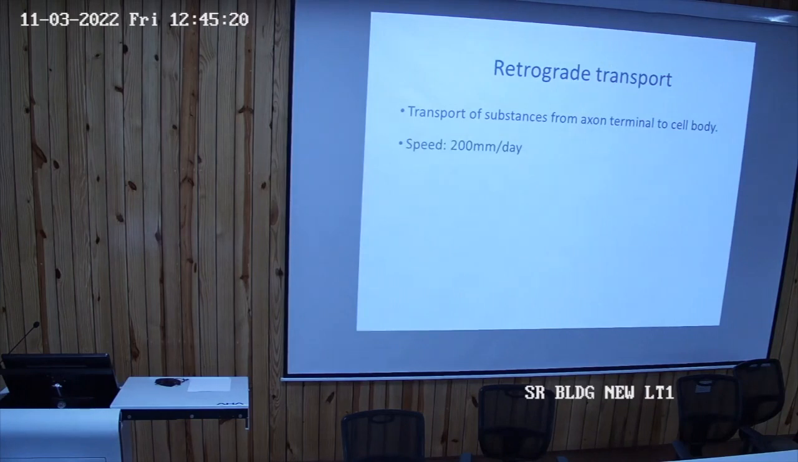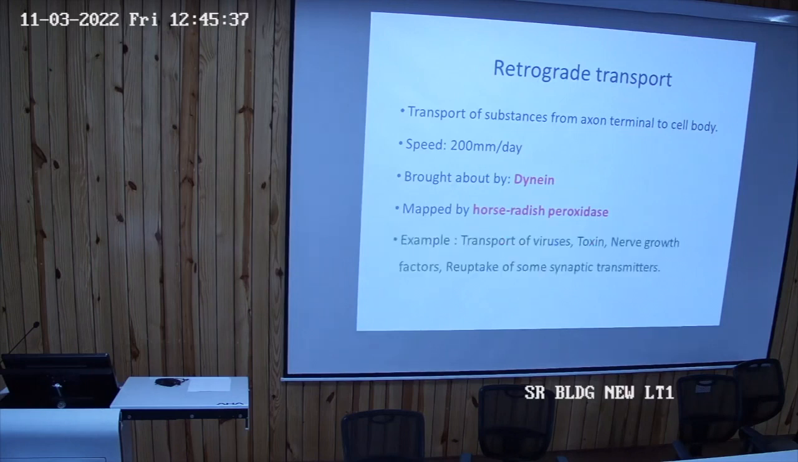The retrograde transport का speed is 200 millimeter per day, and this is brought about by a microtubule protein, that is dynein. Okay, और इसको ही मैच किया गया है आपको डाई से, that is the horseradish peroxidase dye, and example is transport of different toxins, viruses. Okay, like rabies virus.